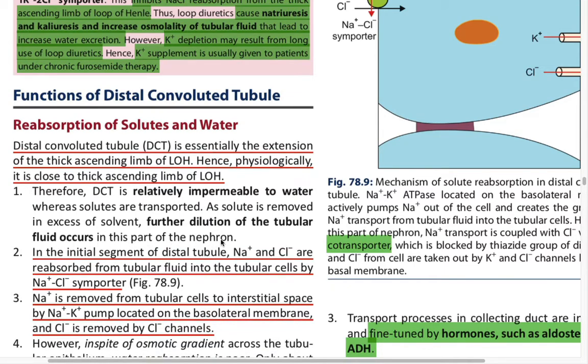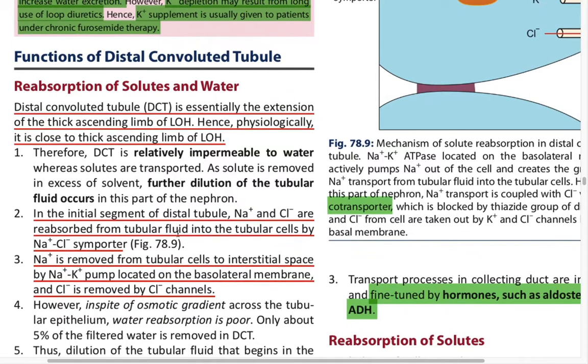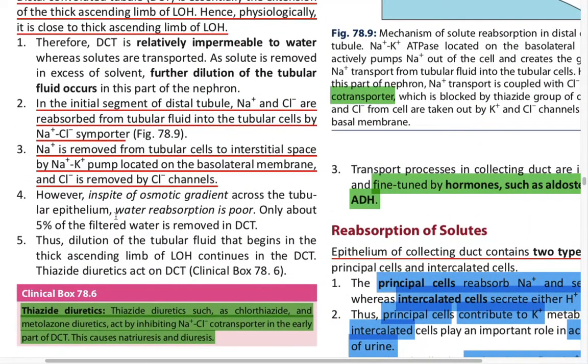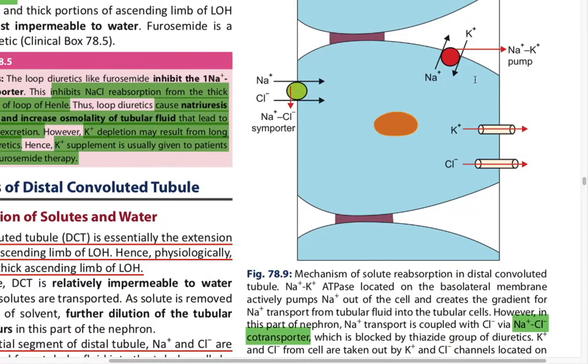of the nephron. In the initial segment of the distal tubule, sodium and the chloride are reabsorbed from the tubular fluid into the tubular cells by the Na+ Cl- symporter, which can be seen over here. Next, the sodium is removed from the tubular cells into the interstitial space by the Na+ K+ pump located on the basolateral membrane, and Cl- is removed by the Cl- channels, which can be seen over here.